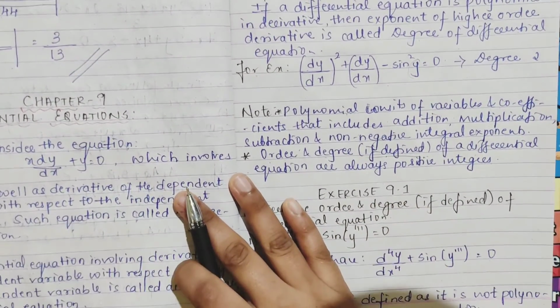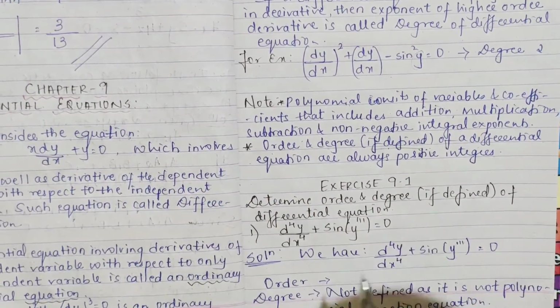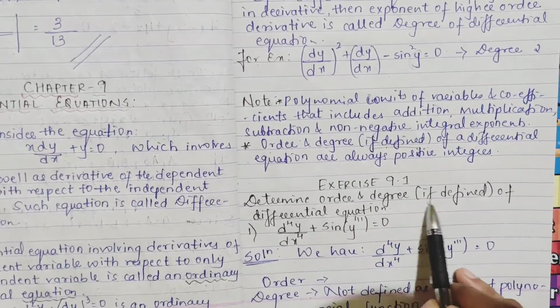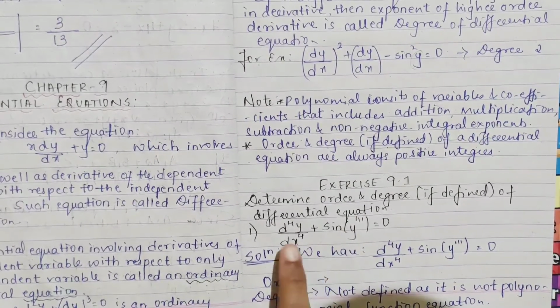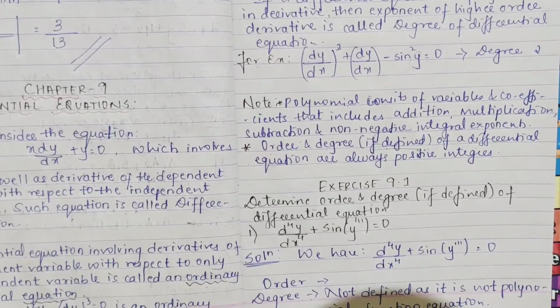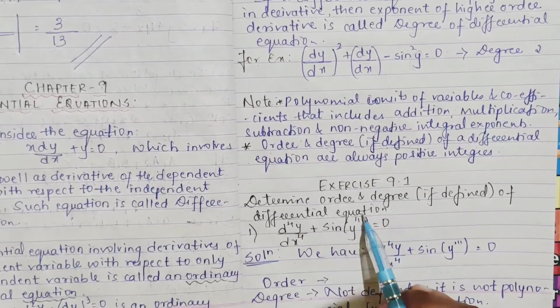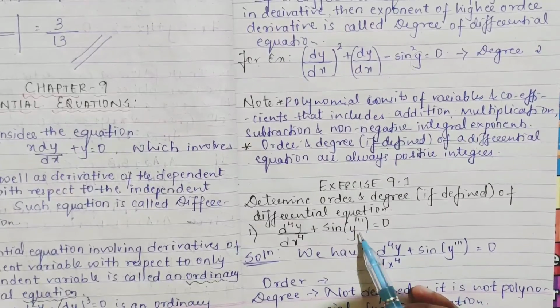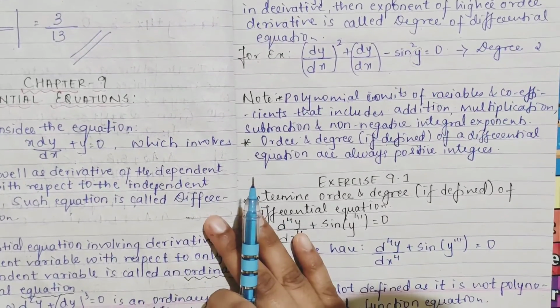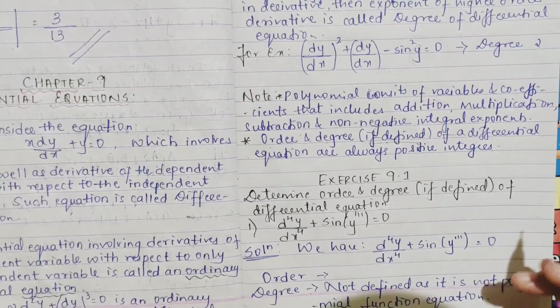So we will head to the exercise part, exercise 9.1. Determine order and degree, if defined, of the differential equation. First question I have taken: d^4y/dx^4 plus sin y''' equal to 0. Y''' means d^3y/dx^3, right?